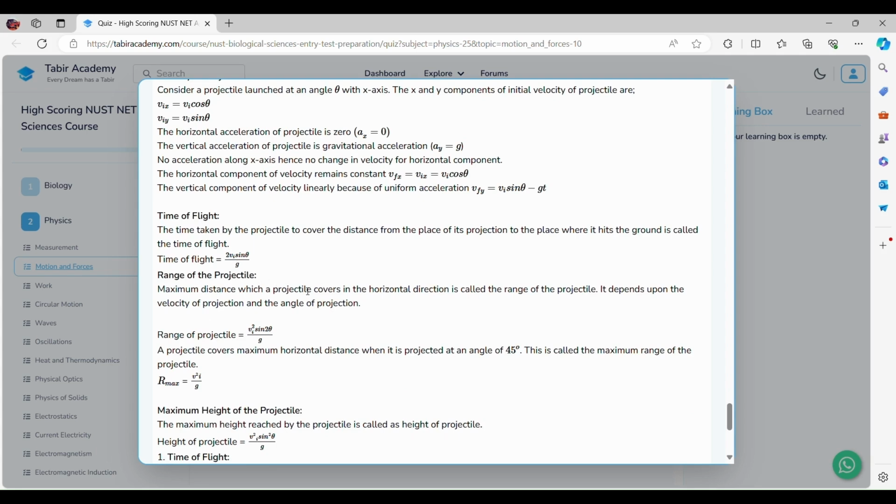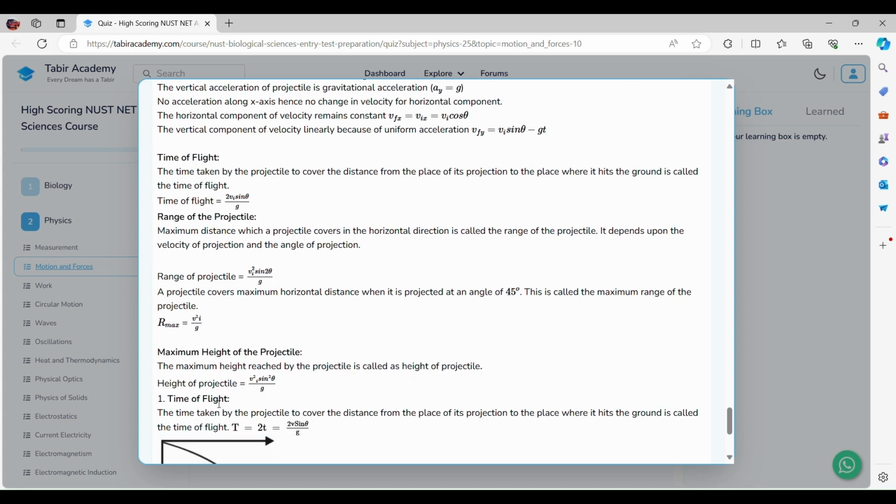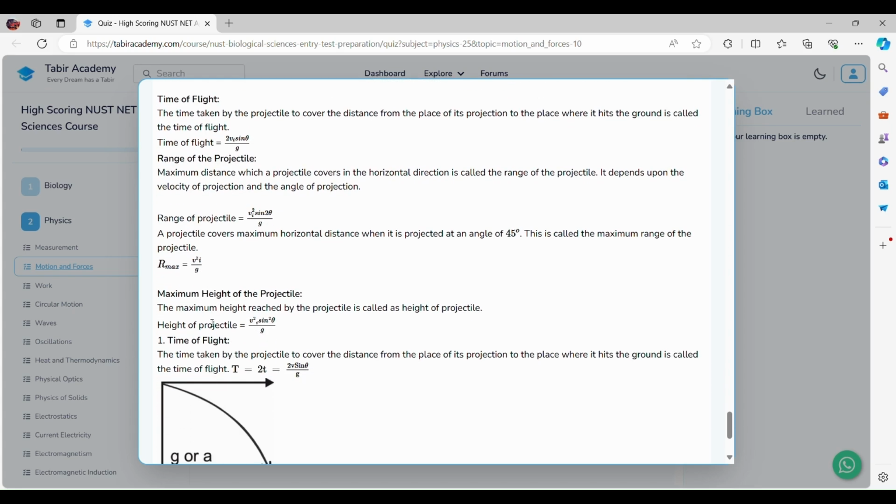Maximum distance which a projectile covers in the horizontal direction is called the range of the projectile. It depends upon the velocity of projection and the angle of projection. Range of projectile equals Vi squared sin 2 theta over g. A projectile covers maximum horizontal distance when it is projected at an angle of 45 degrees. This is called the maximum range of the projectile. R max equals Vi squared over g.